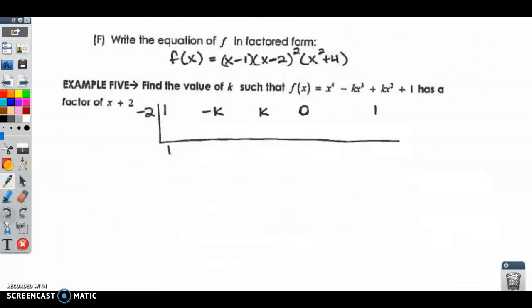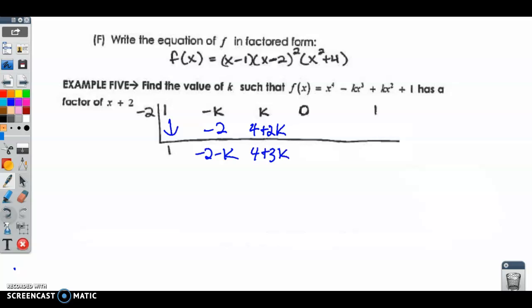Okay, so to find the value of k such that f of x equals blah, blah, blah. Okay, and we've got a factor of x plus 2. We're dividing by x minus negative 2. So we go ahead and start by bringing down the 1. 1 times negative 2 is negative 2. Now this is negative 2 minus k. Now we're going to multiply again. So that becomes negative 2 times negative 2 is 4 plus 2k. Now I'm adding that k, so I'm going to get 4 plus 3k.